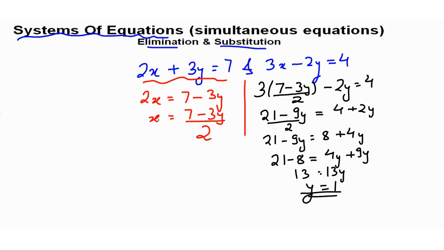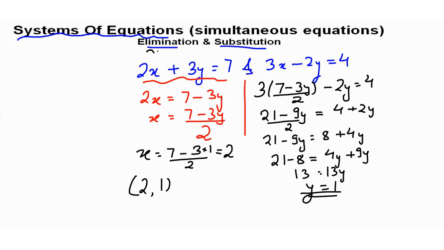For this we know x is equal to (7 minus 3y) by 2. So x will be (7 minus 3 multiplied by 1) by 2. So this would be 7 minus 3, 4 by 2. That is basically equal to 2. So x is equal to 2, y equals 1. The solution of these equations is (2, 1). This is my substitution method.